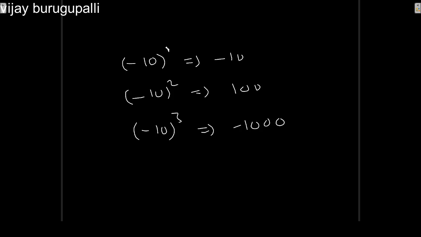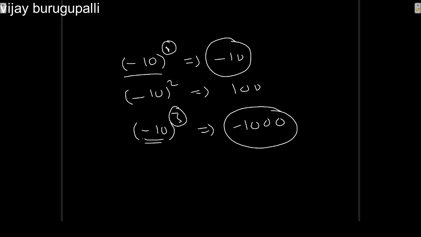From this, we can say that if you have a negative base value and an odd exponent, for example, here 1 and 3 are odd numbers, then the result will become a negative number. If you have a negative base value and an even exponent, then the answer will become a positive value.